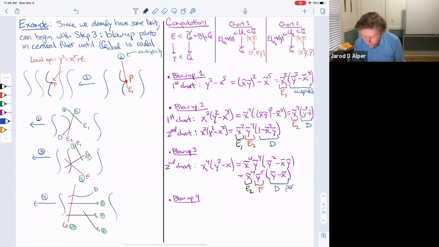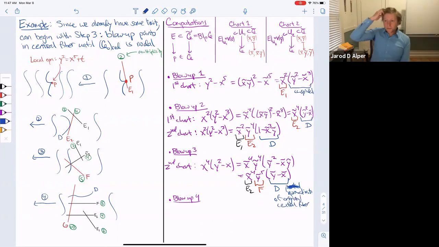This is the normalization of the original central fiber. But now we still have this threefold singularity here, a multiplicity three singularity. It's three lines meeting at a point, and so if we blow up one more time, we can separate them.